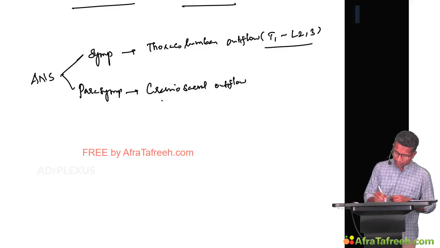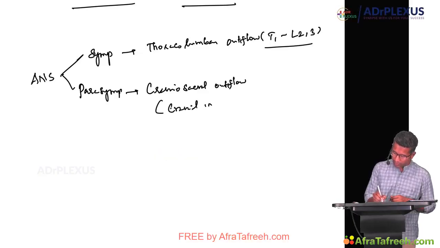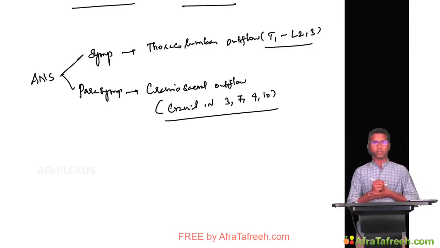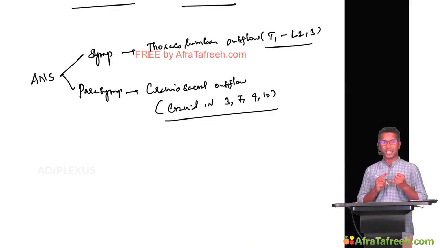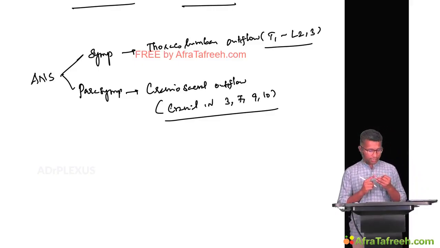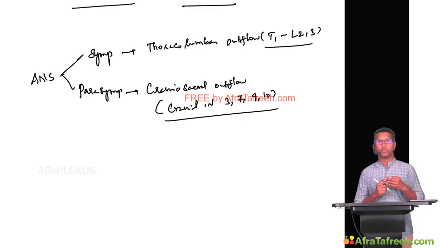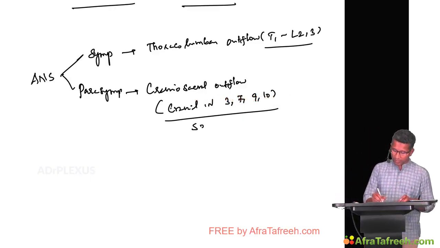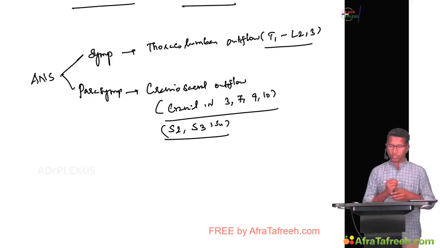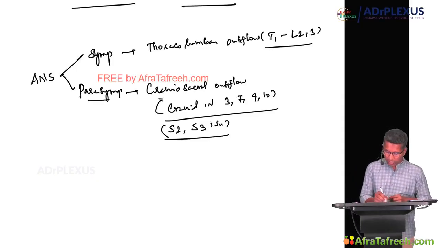Okay, so you know that the cranial nerves 3, 7, 9 and 10 are the parasympathetic nerves of the head and neck region. The 3rd is the oculomotor nerve, the 7th is the facial nerve, the 9th is the glossopharyngeal nerve, and the 10th is the vagus nerve, which carry the parasympathetic outflow. Also, in the sacral region, S2, S3 and S4 is where you can see the parasympathetic outflow. So the parasympathetic outflow is called a craniosacral outflow. Sympathetic outflow is called a thoracolumbar outflow.